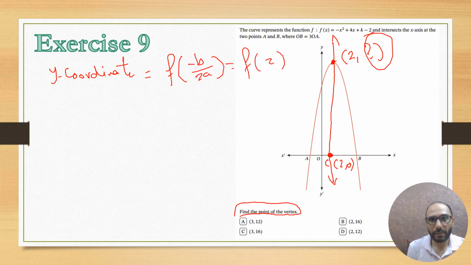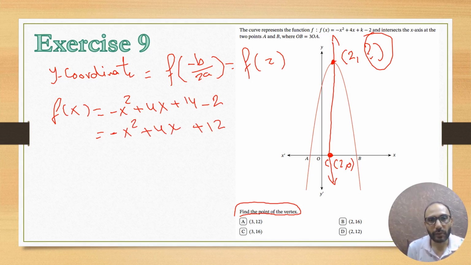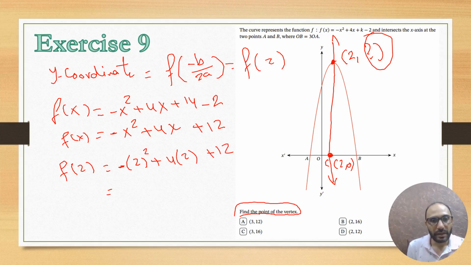By substituting in the equation and replacing any x with 2: f of x in the equation is negative x squared plus 4x plus k, and we found before that the value of k was 14. So 14 minus 2 is 12, then it's negative x squared plus 4x plus 12. Now let's find f of 2 by replacing each x with 2. So it's negative 2 to the power 2 plus 4 multiplied by 2 plus 12. It will be negative 4, 4 times 2 equals 8, plus 12.